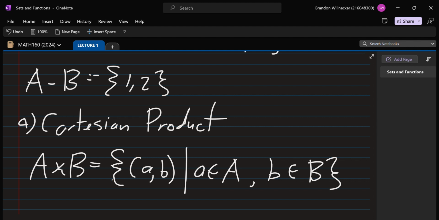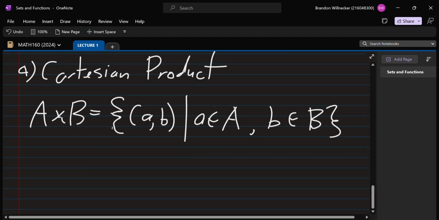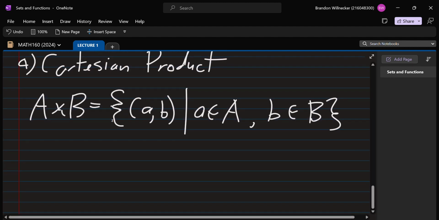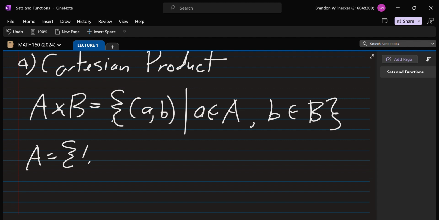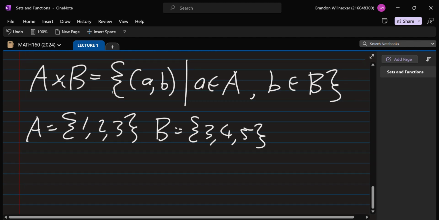You'll be familiar with the Cartesian product R cross R, sometimes written as R2. That's your Cartesian plane. Whenever you did your graphing, you did it on the Cartesian product of the real numbers, x-axis, with the real numbers, y-axis. But we're going to look at other versions as well. So example again: A is {1, 2, 3}, B is {3, 4, 5}, and we're going to look at the Cartesian product between the two.